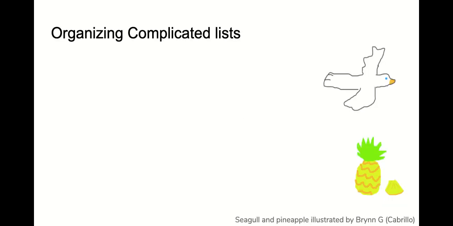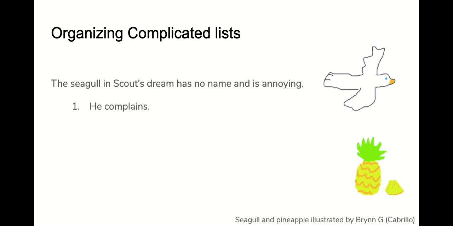Okay, so part 2, organizing a complicated list. So what does that look like with semicolons? So if you recall our seagull and our pineapple from the last lesson, what if we wanted to organize a list that is a little bit more complicated than we did in the last lesson. So here we have the seagull in Scout's dream has no name and is annoying. And here's what he does. He complains. He steals French fries, nachos, and hot Cheetos.